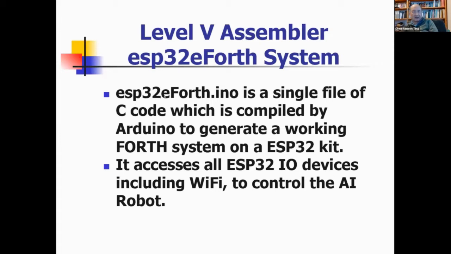So ESP32 E4 .ino is a single file of C code, which is compiled by Arduino to generate a working FORTH system on an ESP32 kit. And it allows me to access all the ESP32 I/O devices and all its facilities, all the C callable routines, including Wi-Fi, which we hope to use to control the AI robot.